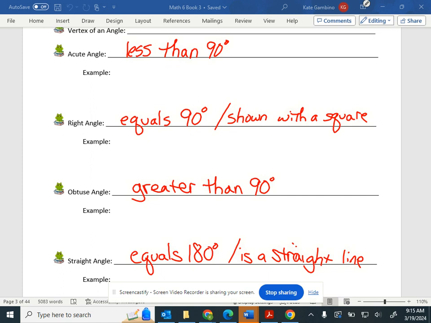Just like in our homework, you're going to have to measure angles. Remember, it might not be the exact same measurement that I get, but you can only be off by a few degrees. If you're off by more than 4 degrees, it will be wrong. So it's very important that we line our protractors up the same way. We line them up carefully so our degree is as close as possible.